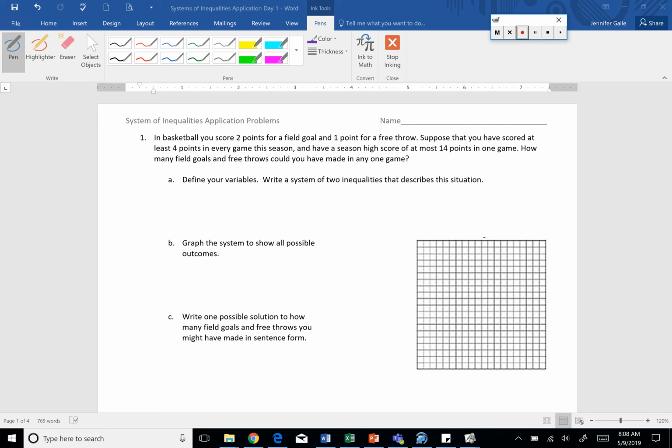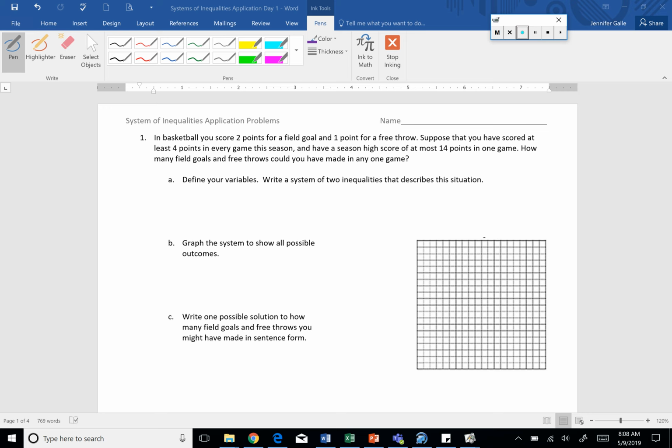I want to go through two of them with you today because there's just a couple different types, if you will. I want to take a look at number one. It says in basketball, you score 2 points for a field goal and 1 point for a free throw. So in case you're not familiar with basketball, it's the breakdown there. We're not going to worry about the three-pointers because then that adds a whole extra variable in there. So you're not going to shoot any three-pointers. You're sticking with the 2-point field goals and the 1-point free throws.